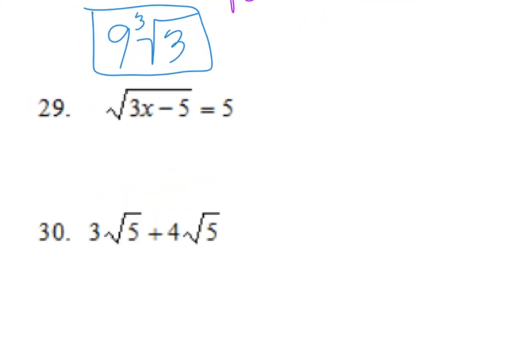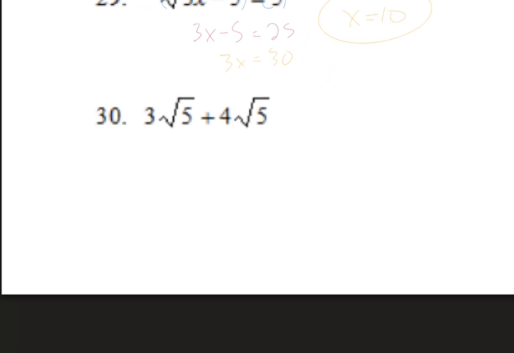Another solving one, we're going to square both sides. We get 3x minus 5 equals 25. We add 5 to get 30. X is 10. Nice. 30. That's the square root of 5. That's the square root of 5. I have 7 square roots of 5. How did I get that? Because I have 3 of them plus 4 of them. That's 7 of them.